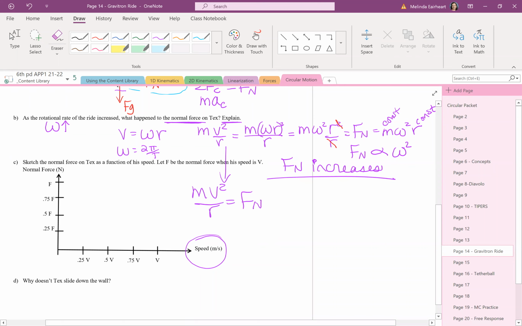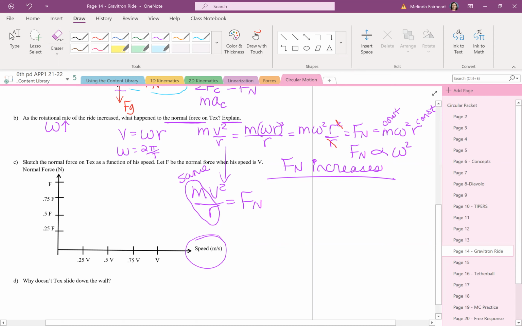Okay. And so again, mass and radius are going to be the same. And so similar, but still a little different. Normal force varies with the square of v. Let F be the normal force when the speed is v. And so notice our axes. It's in terms of 0.25, 0.5, 0.75. Someone grab a calculator, be ready.